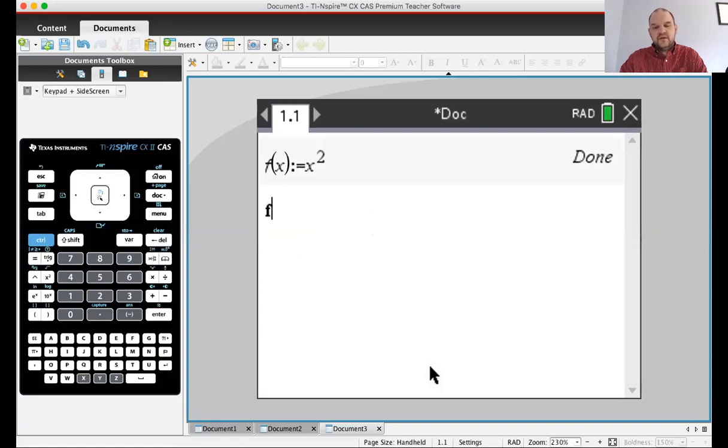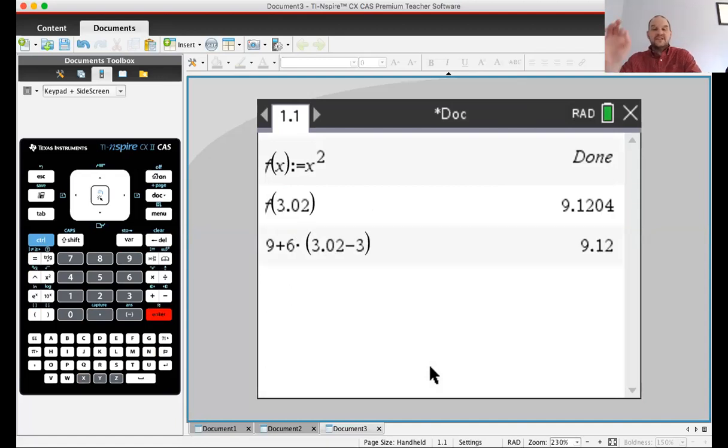All right, so if I plug in f of 3.02, I get that, whatever that is. The tangent line told me that it should be 9 plus 6, the quantity, 3.02 minus 3, 9.12. So 9.12 is less than the value of the function, but look how close they are, right?